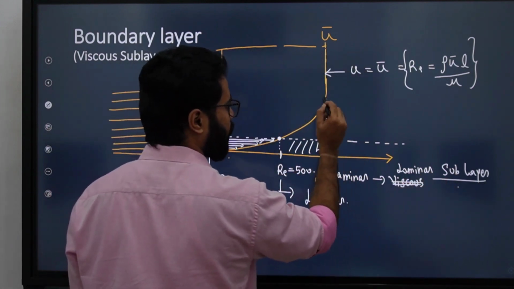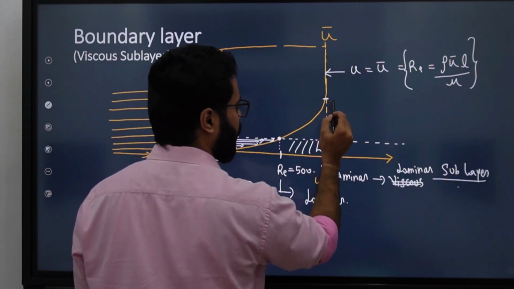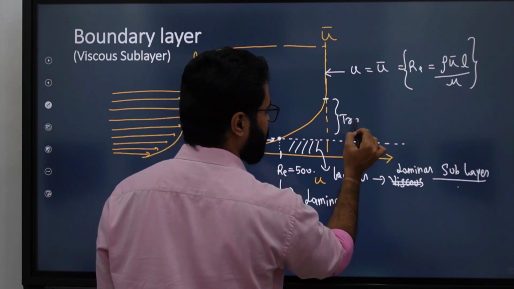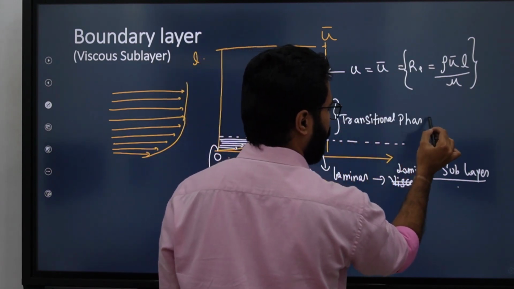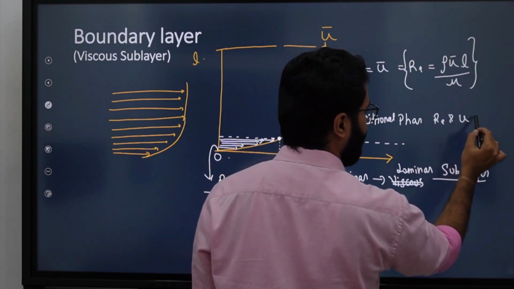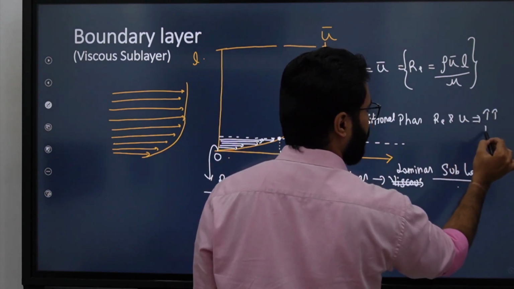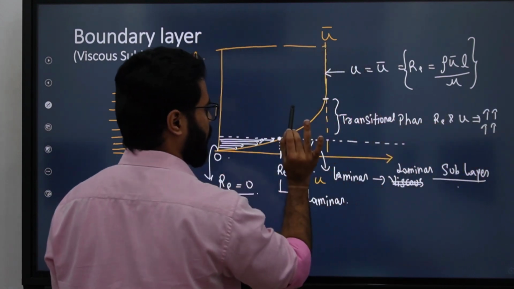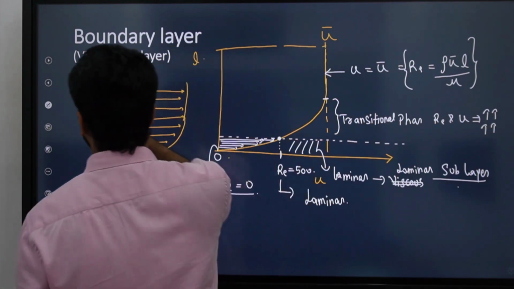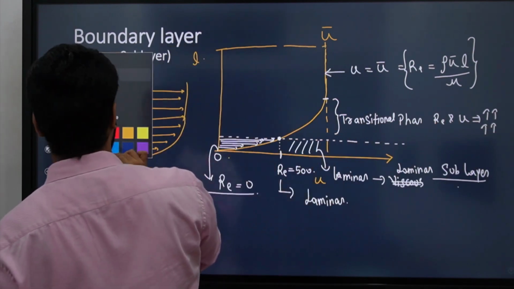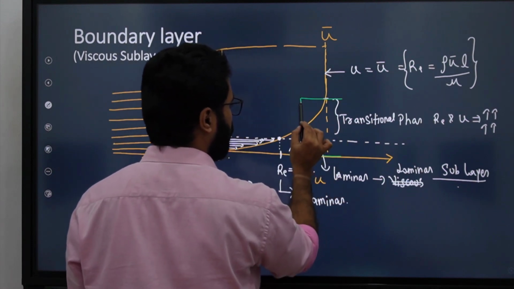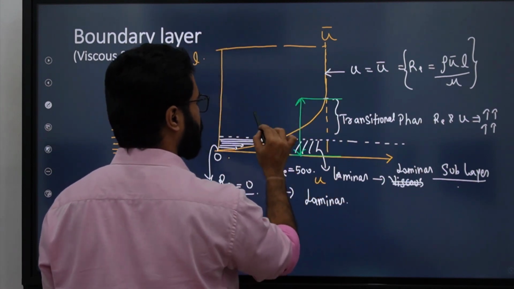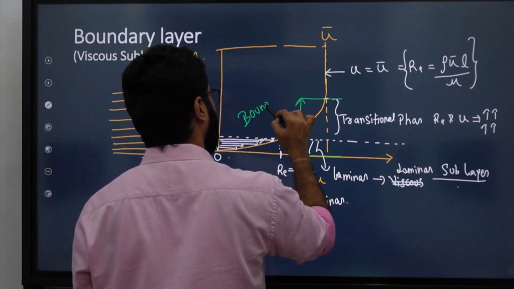From here till here, this is a transitional phase. Transitional, where Reynolds number and velocity both are going to increase gradually. So this is my transitional layer. Reynolds number will keep on increasing, and this entire layer, from here to here, I am talking about this layer. This entire layer is known as my boundary layer.